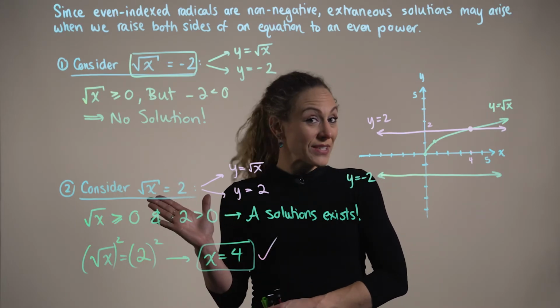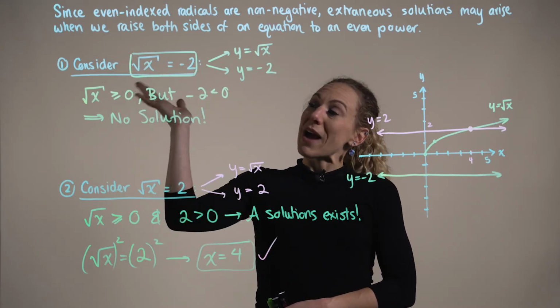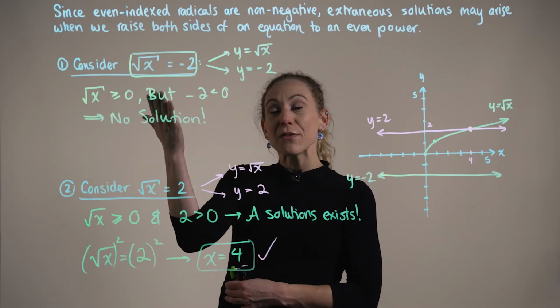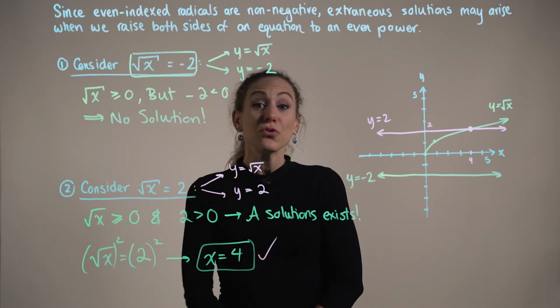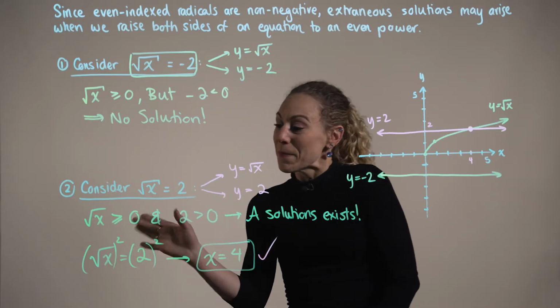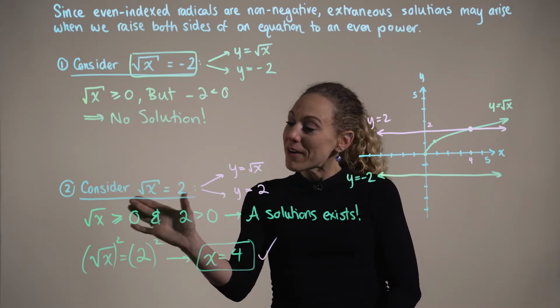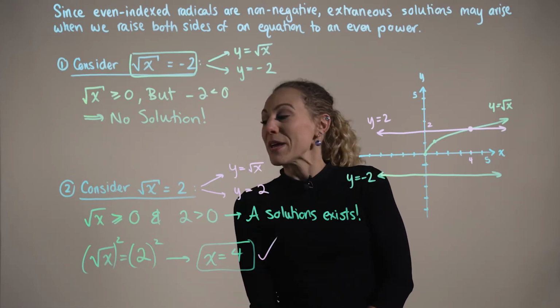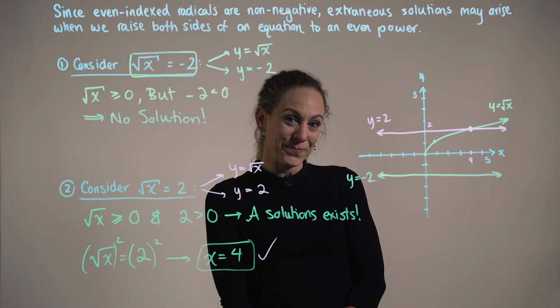So big conclusions here. Even root radicals or even index radicals are non-negative. If we have an even root radical equal to a negative value, there's no solution. However, if we have an even root radical equaling a positive constant, we can proceed in solving for x.